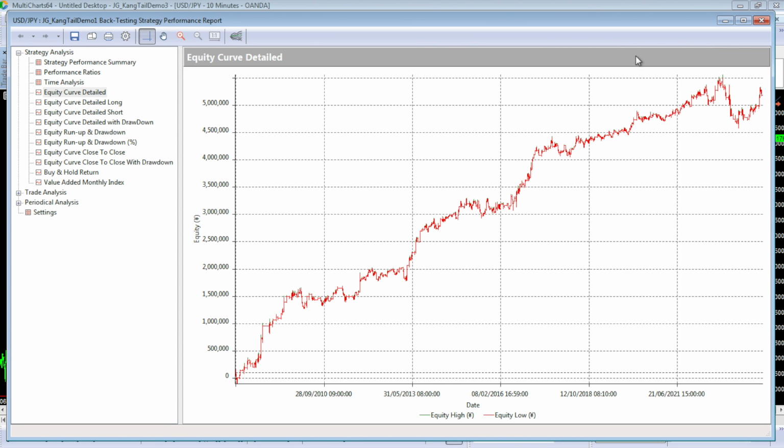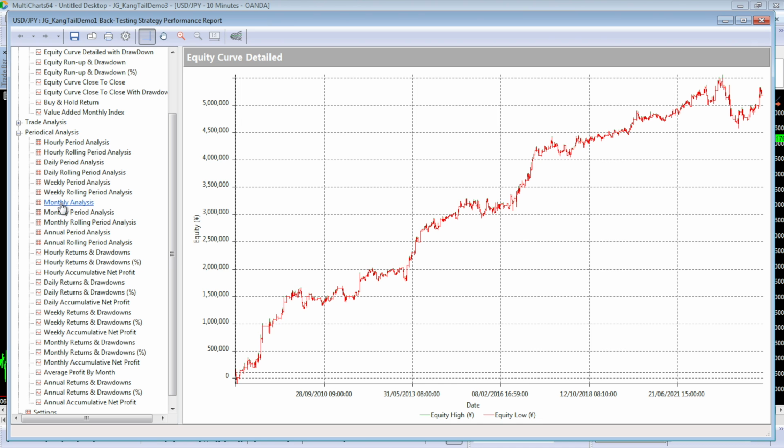here's the equity curve. And we can see that it's not quite as consistent as not using the filters, is it? We've got this horrible little downturn here before we start to go up again. Let's have a look at the annual period analysis.